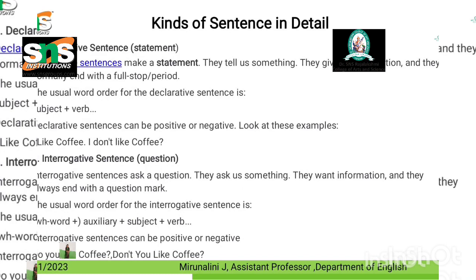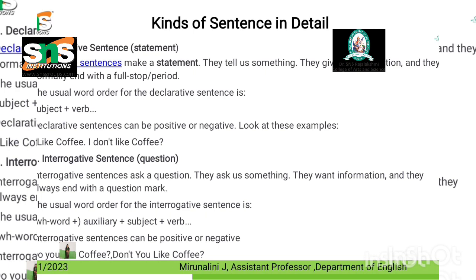The first kind of sentence is declarative sentence. It is also known as statement sentence. Declarative sentences make statements. They tell us something, they give us information, and they normally end with a full stop or period. The usual order for a declarative sentence is subject and verb. That means the subject and verb give a completion of a sentence, which may be a statement sentence.